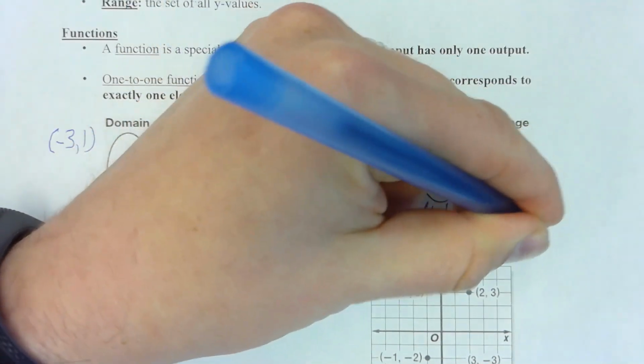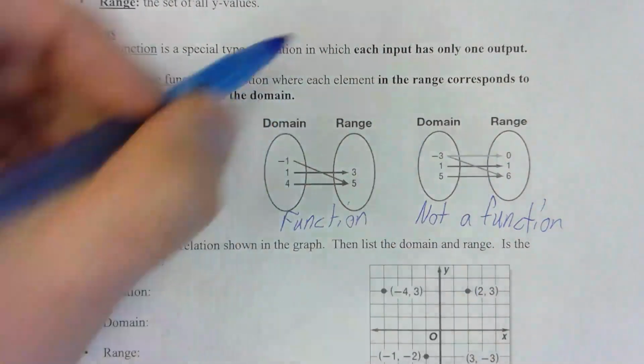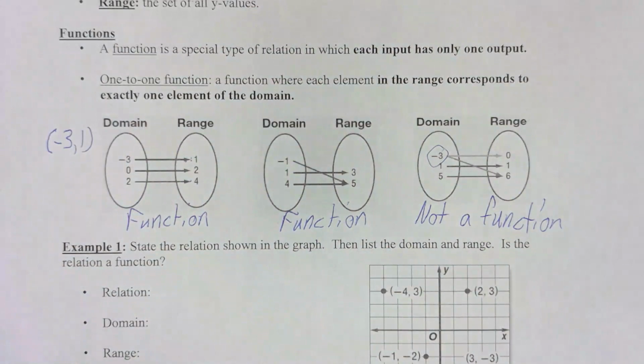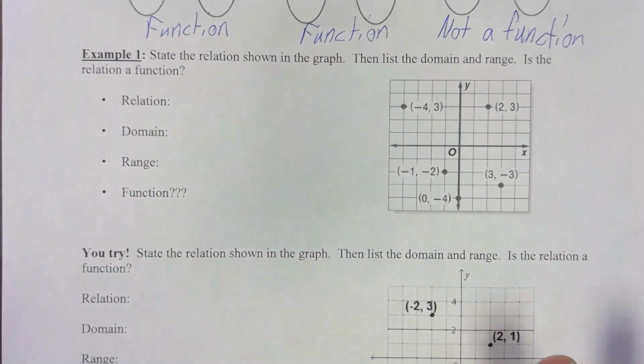Not a function. Because -3 has multiple different outputs. It is this and this alone that is the problem. I don't care about this. Okay. We're going to look at a graph now.